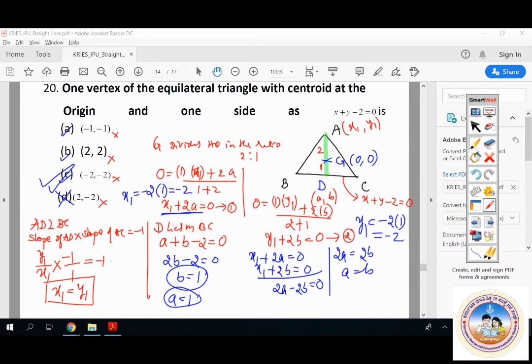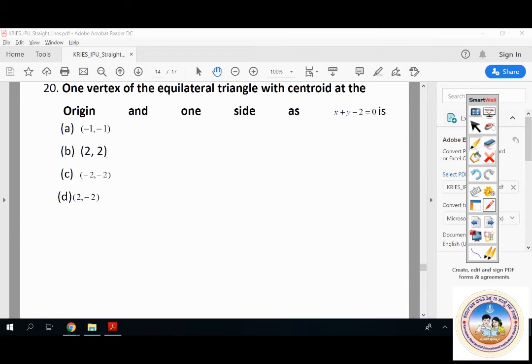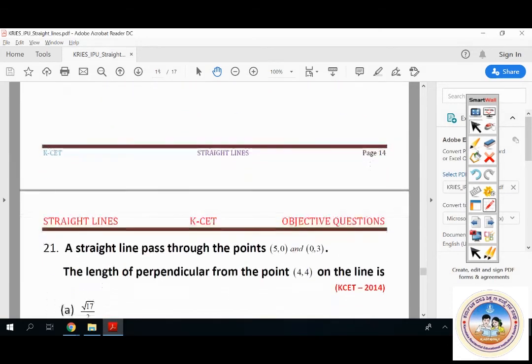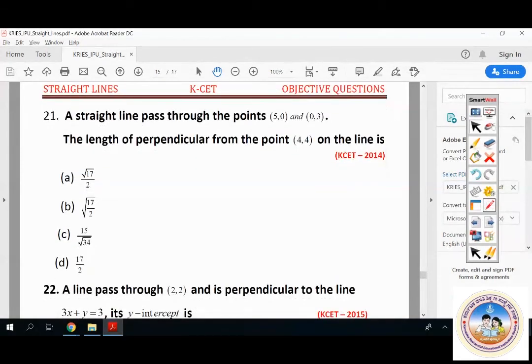You have to involve several concepts to solve this. You should be very good in your definition of centroid, property of centroid, perpendicular line. All these concepts are used in this, so you have to solve it carefully. Now we'll move on to question number 21.